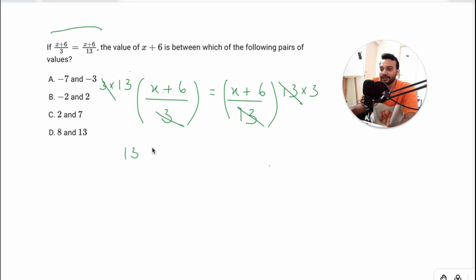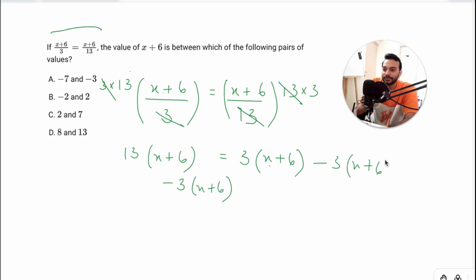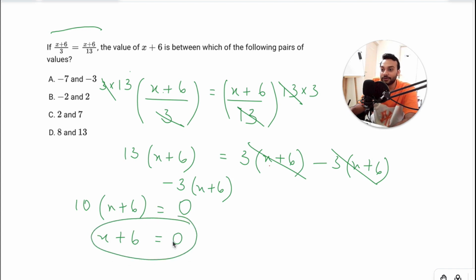So we get 13 times (x plus 6) is equal to 3 times (x plus 6). Okay. And then let's subtract 3 times (x plus 6) on both sides. We can do that. So minus 3 times (x plus 6), minus 3 times (x plus 6). This and this cancel. 10 times (x plus 6) is equal to 0, or x plus 6 is equal to 0. So the value of x plus 6 is coming out to be 0.